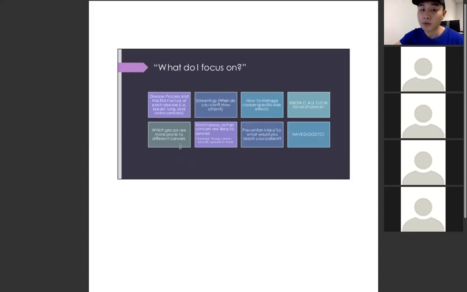Which groups are more prone to different cancers? We have to know this as well. And then which areas certain cancers are likely to spread. For example, lung cancer typically spreads to the bone. Prevention is key in cancer, so always have a healthy diet, low in cholesterol and fat. Make sure you wear sunscreen when you are out in the sun, and avoid tanning beds, as well as eating unhealthy food for a long period of time. And what will you teach a patient? Something like that. So let's go ahead and get started.